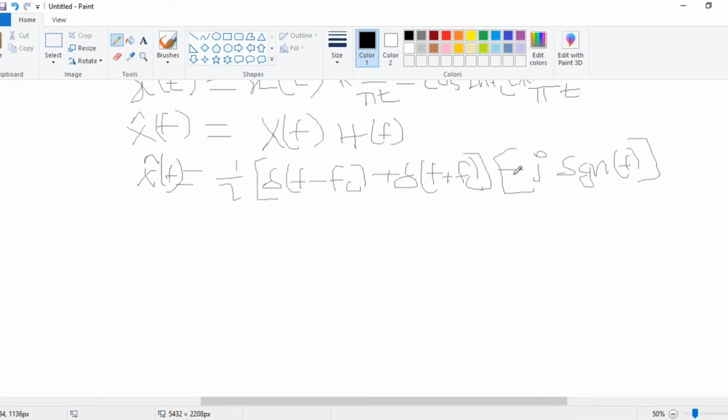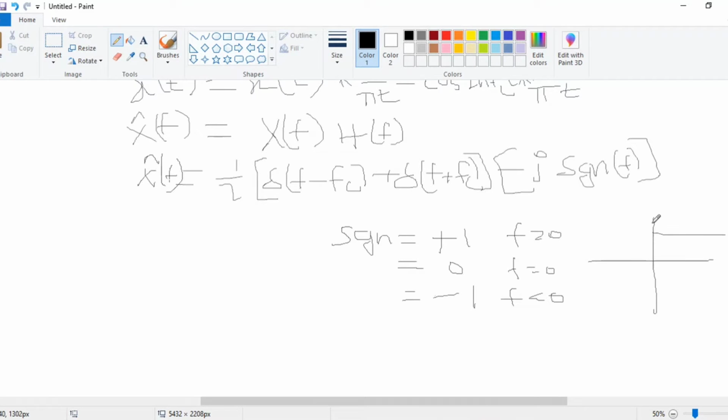How is the signum function written? Signum is equal to +1 for f greater than 0, equal to 0 for f equal to 0, and equal to -1 for f less than 0. Okay, so your function will be in this way. This is my signum function: it will be equal to +1 for f greater than 0 and -1 for f less than 0.